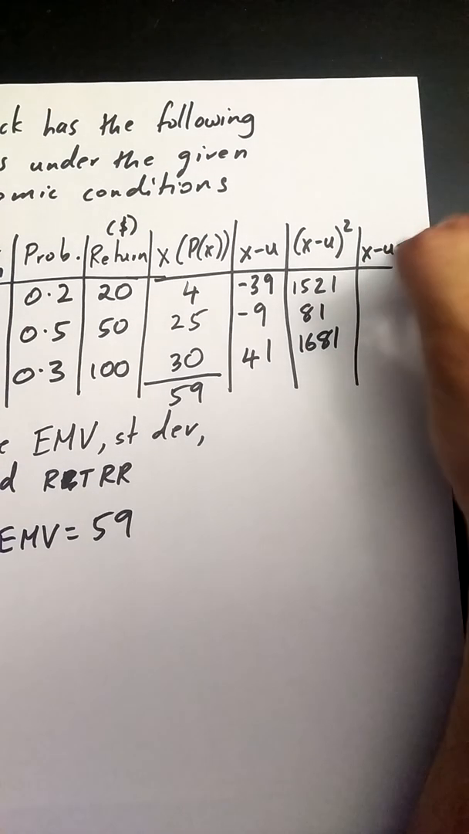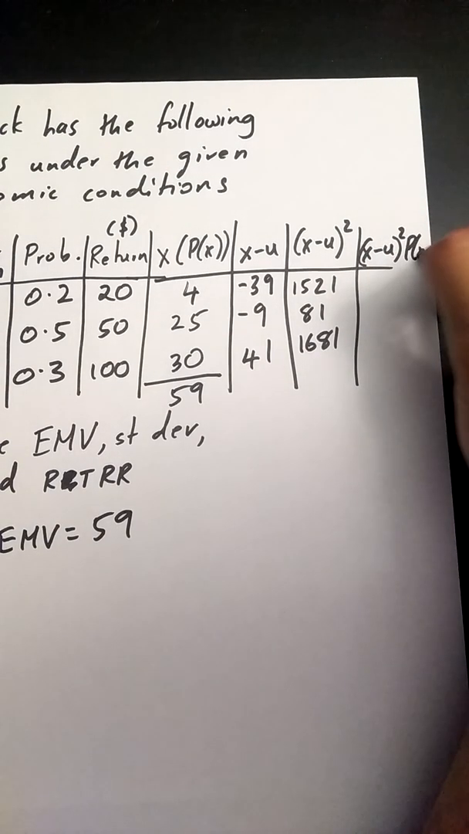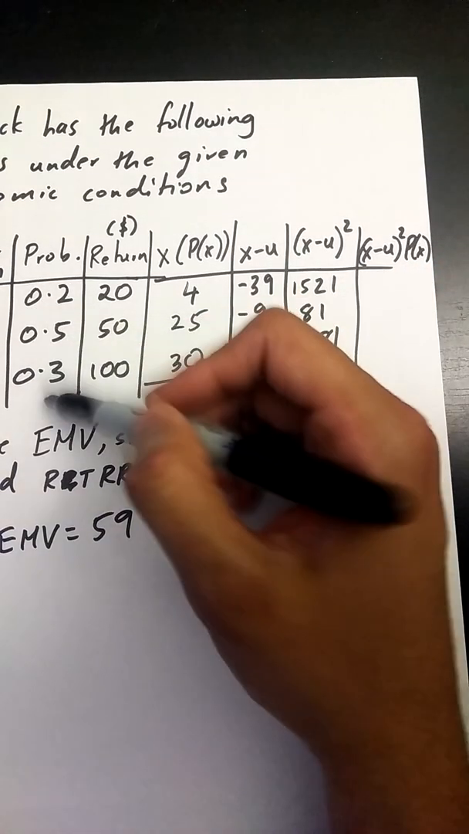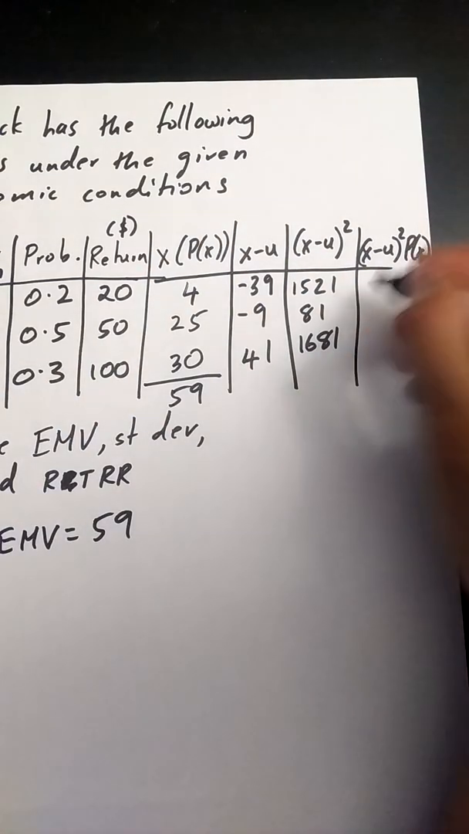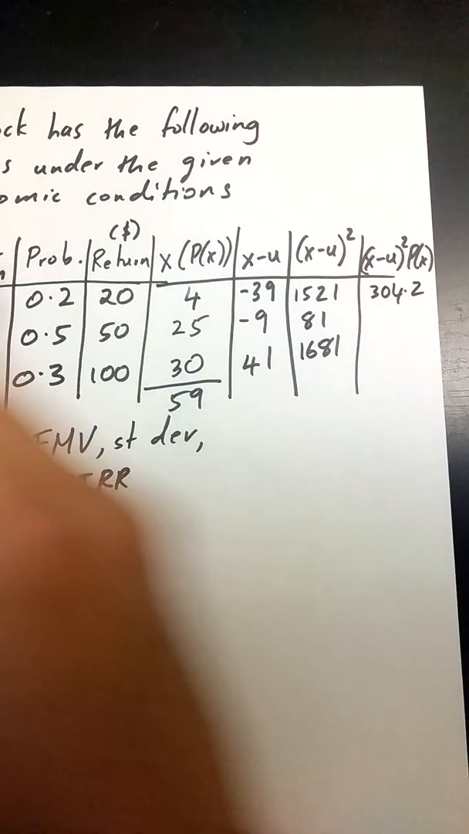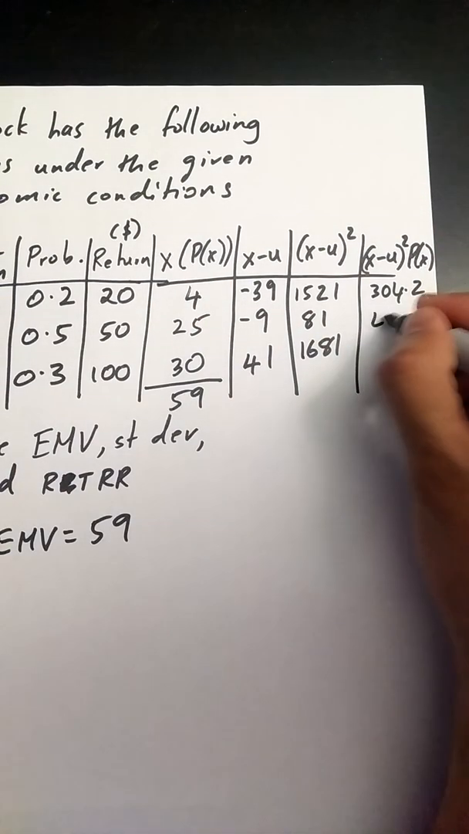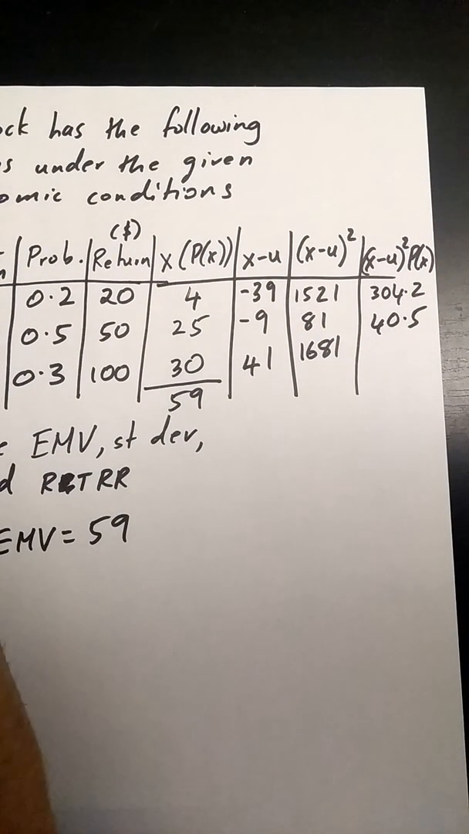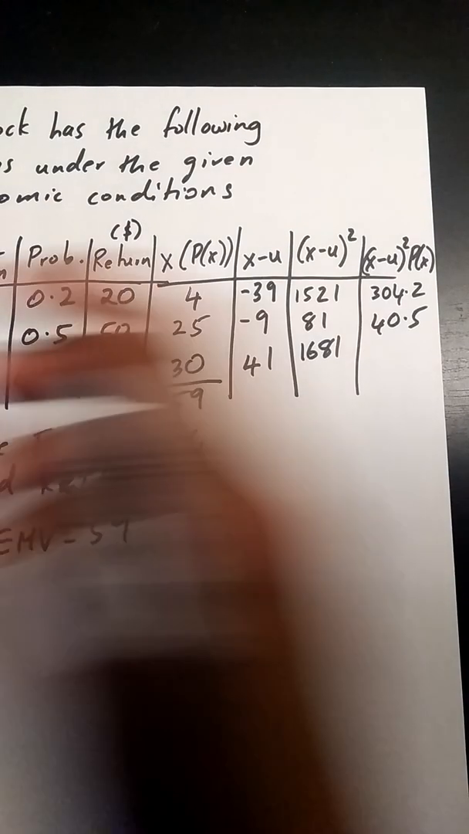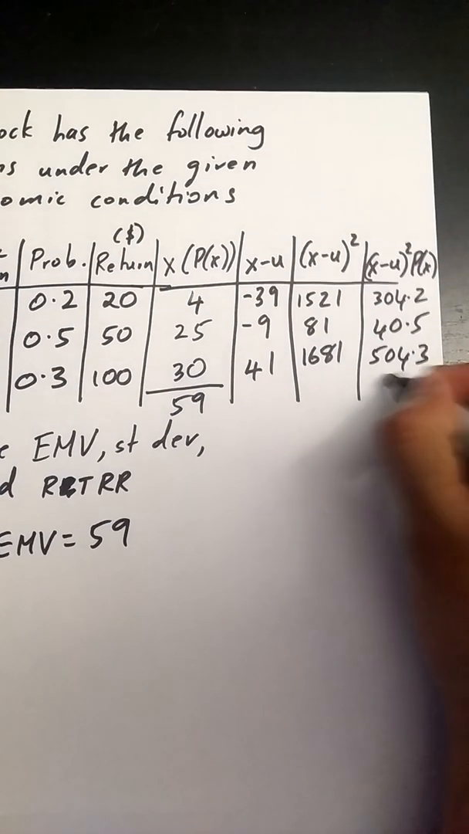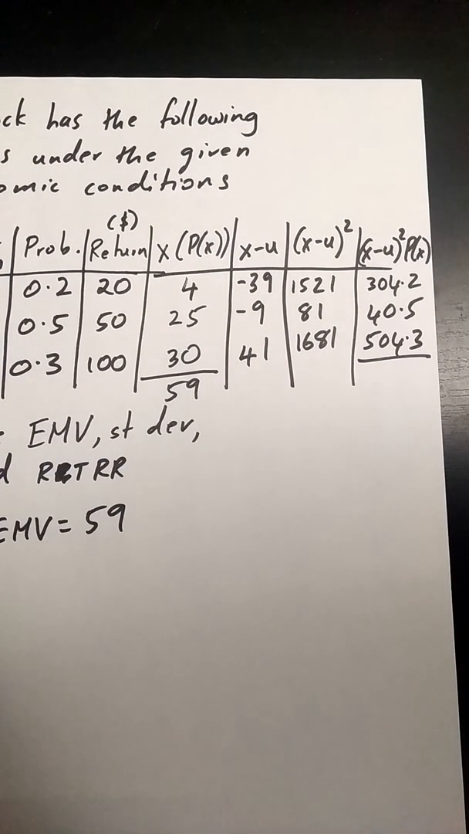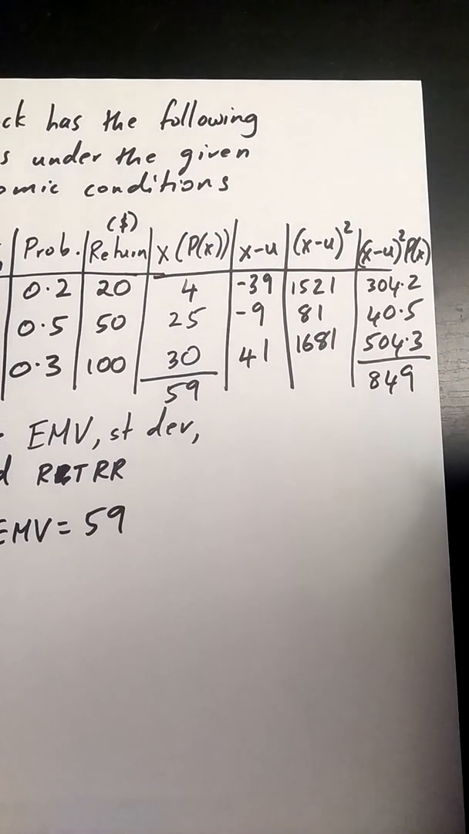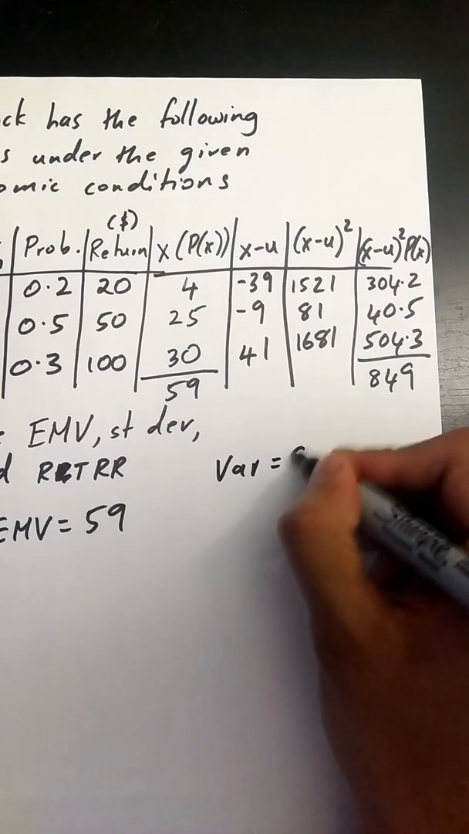Then my final column, x minus mean squared times p of x. So basically my probability column times this final column over here. So 0.2 times 1521 is 304.2. 0.5 times 81 is 40.5, and then 0.3 times 1681 is 504.3. I'm going to total this column up to find my variance, which is going to be 849. So my variance is 849.